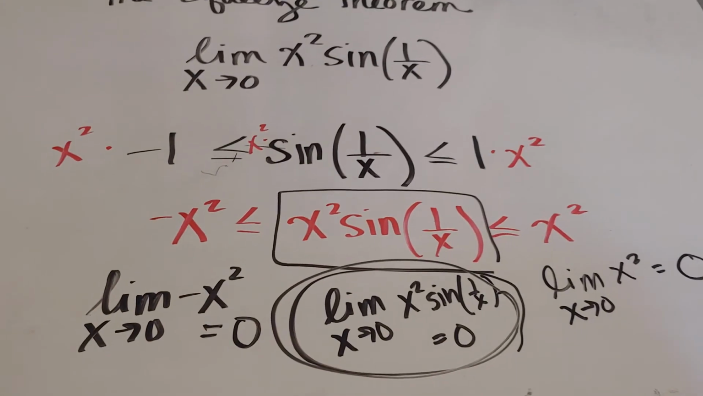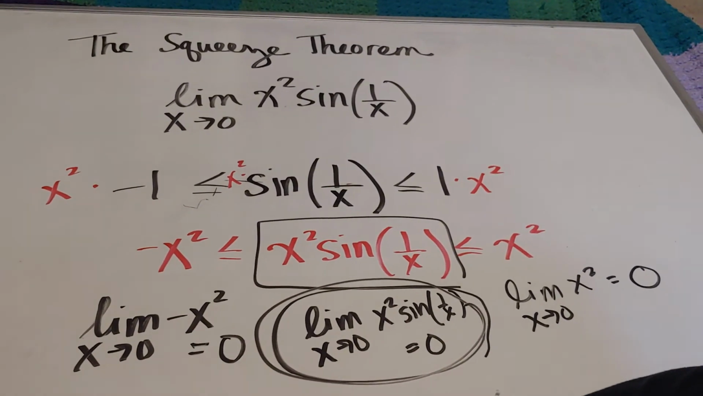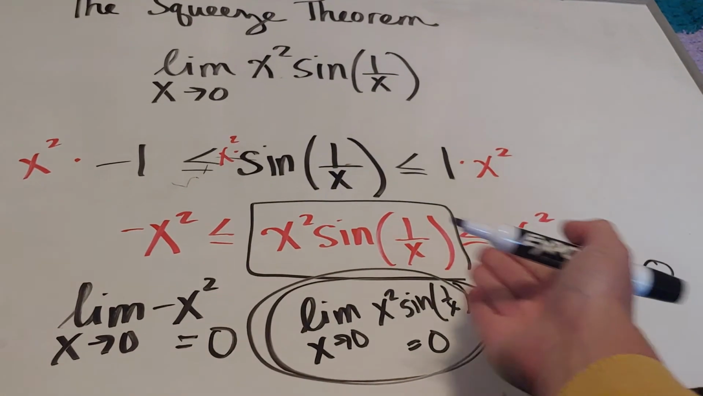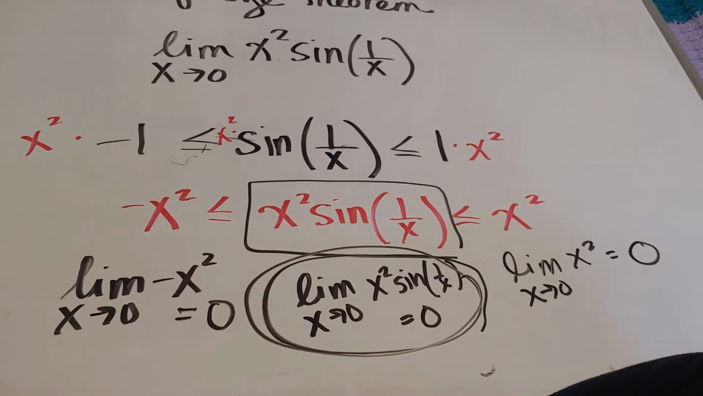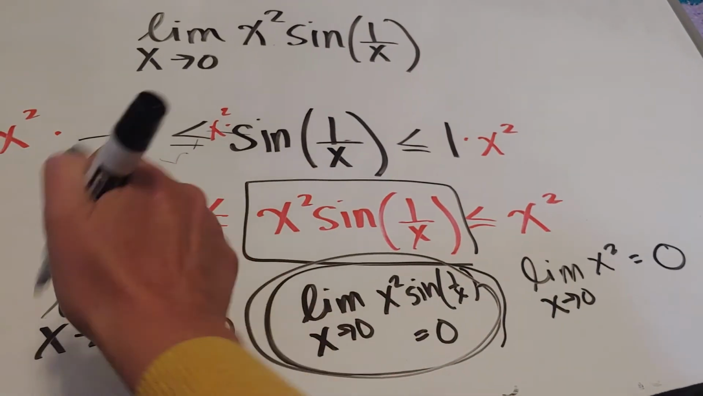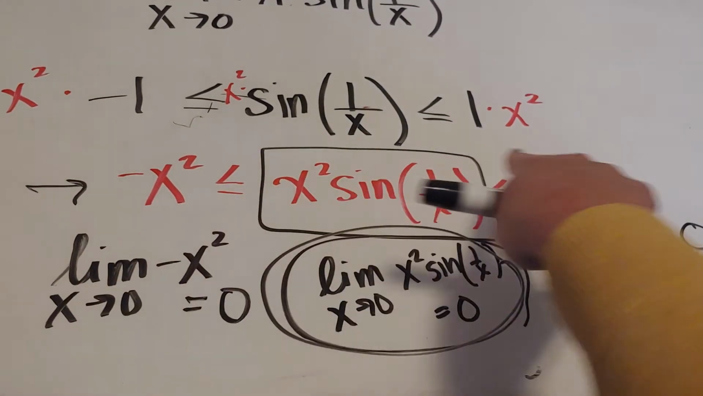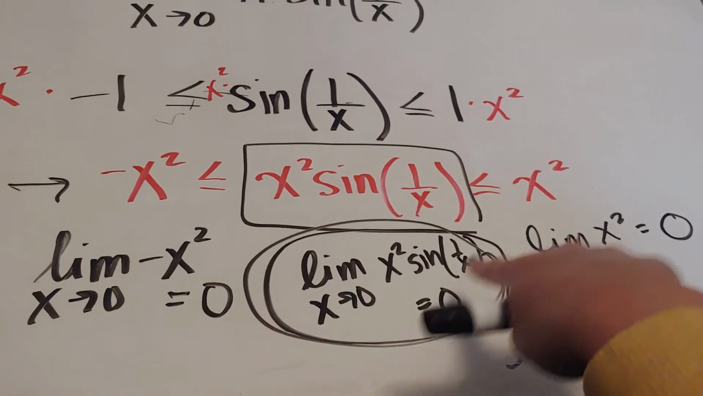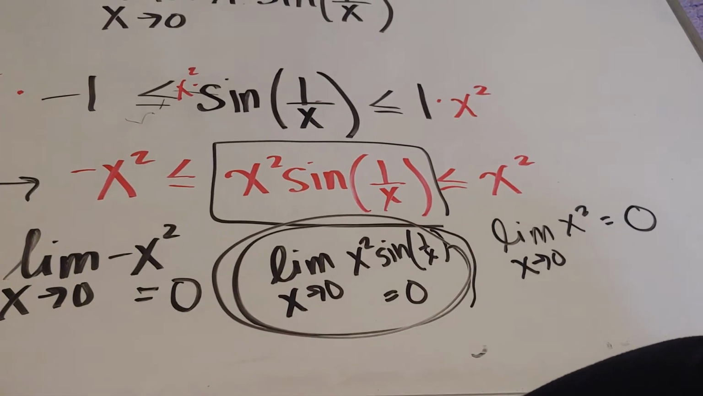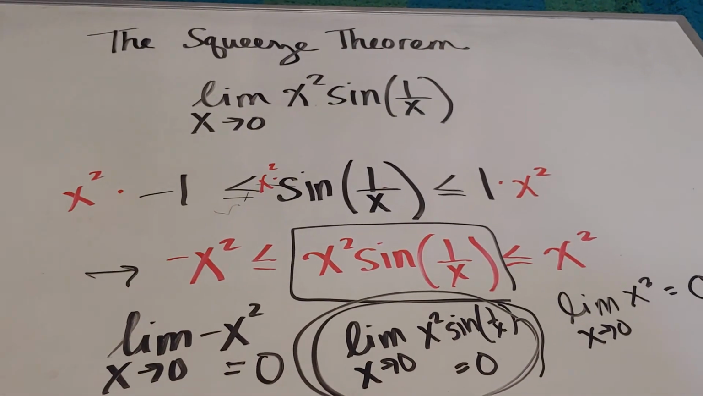Woohoo! We did it. Again, for those of you who are a little bit freaked out about creating this inequality, in your homework problems the inequality is already given. So you'll be given this step. All you have to do is find the limit of the outsides, and if they go to the same place, then that means the inside has to go there too. All right, good luck with the squeeze theorem.